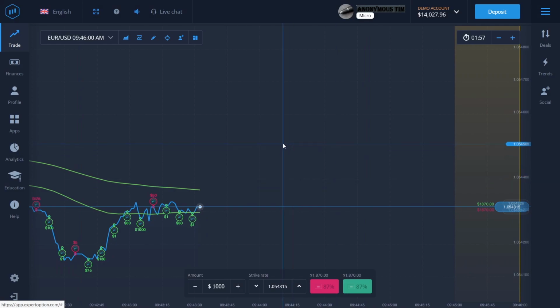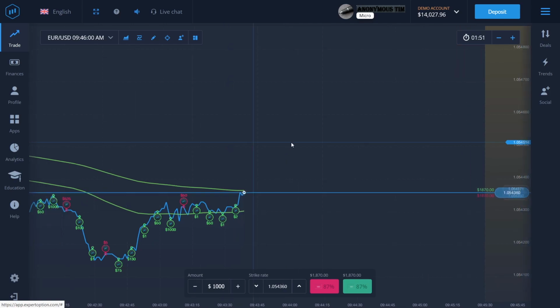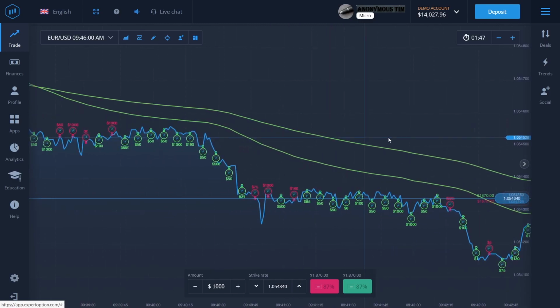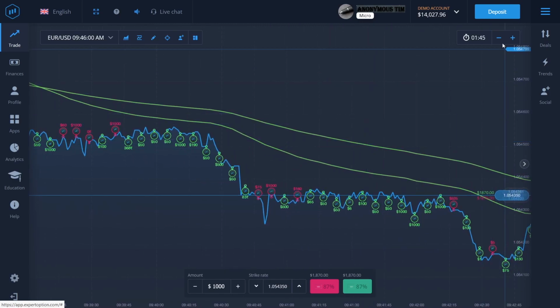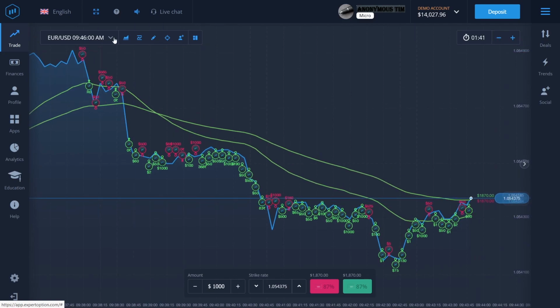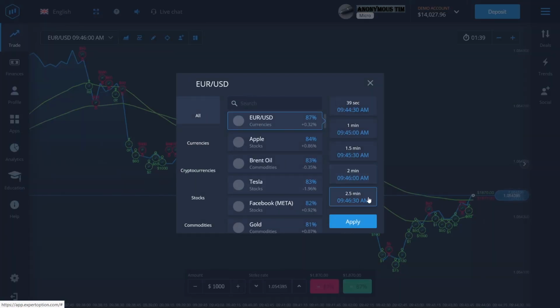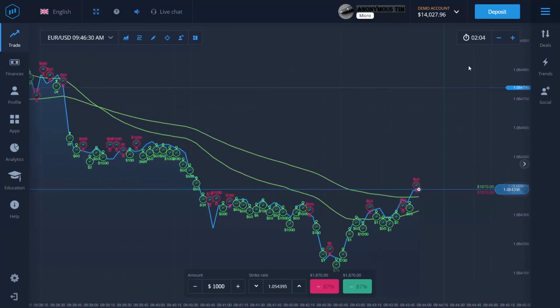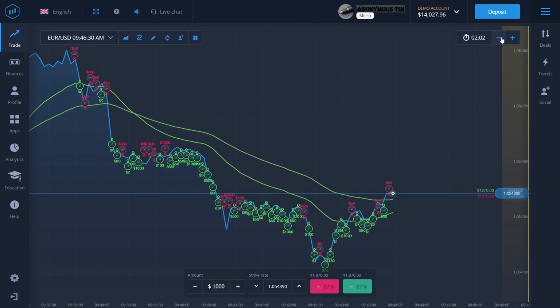So I'm going to go ahead and select the Euro versus the USD currency, and I've selected 2.5 minutes to be the highest time limit. I don't want to select less time.